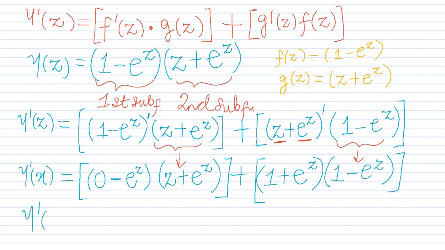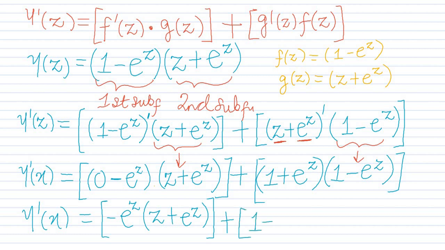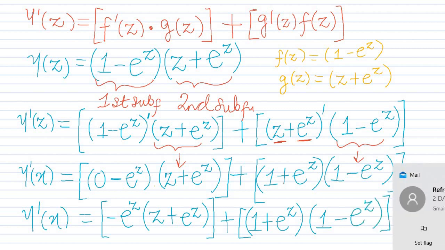Y prime of x equals negative e to the z multiplied by z plus e to the z, close bracket, bigger bracket, plus basically this one here. I'm going to write the same thing. 1 plus e to the z, 1 minus e to the z. So this is it. This is basically your answer.